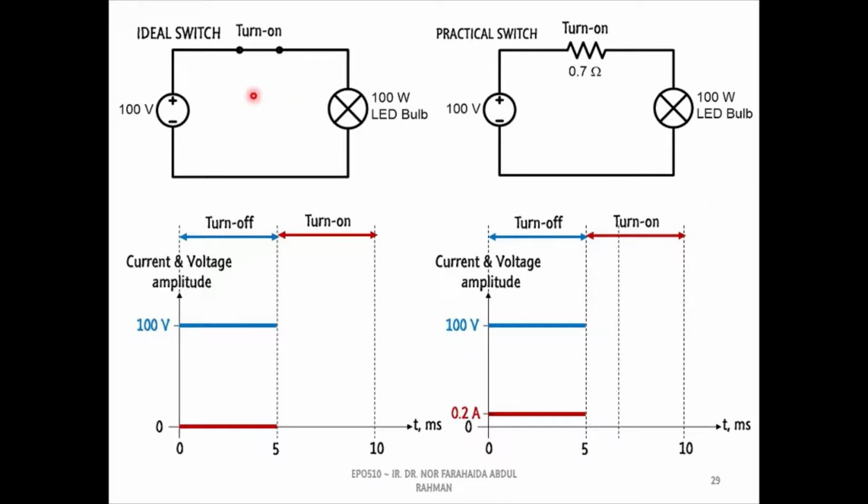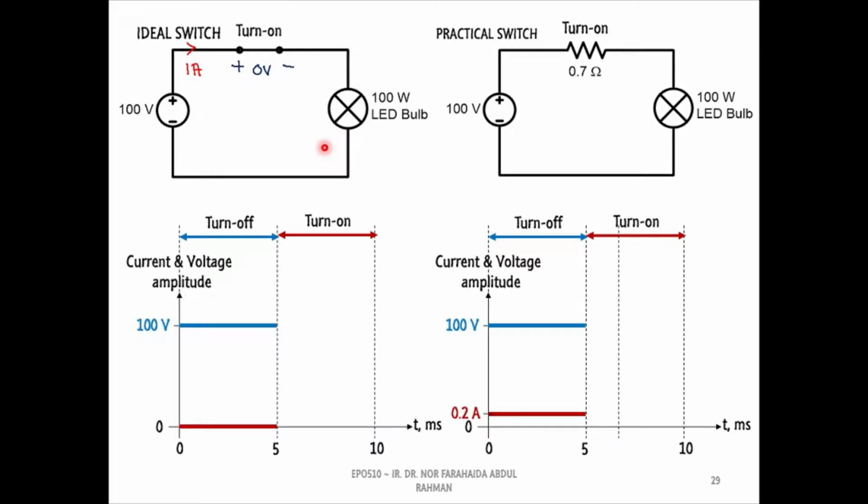For an ideal switch, we can consider the inner resistance equals to 0. Thus, the power switch is equivalent to a short circuit and the voltage across it is 0. At this condition, the switch can conduct high current from the voltage source to the load.